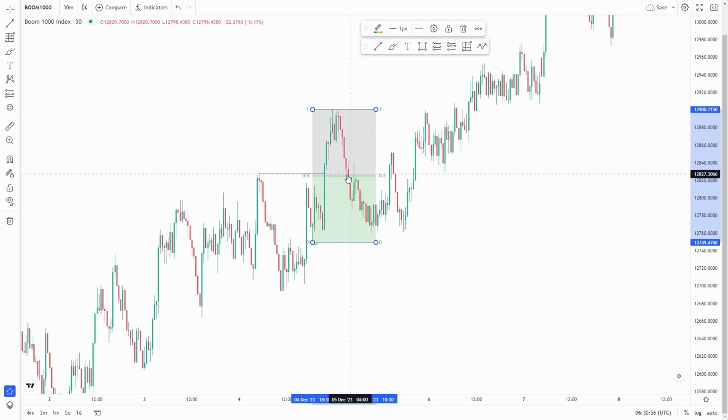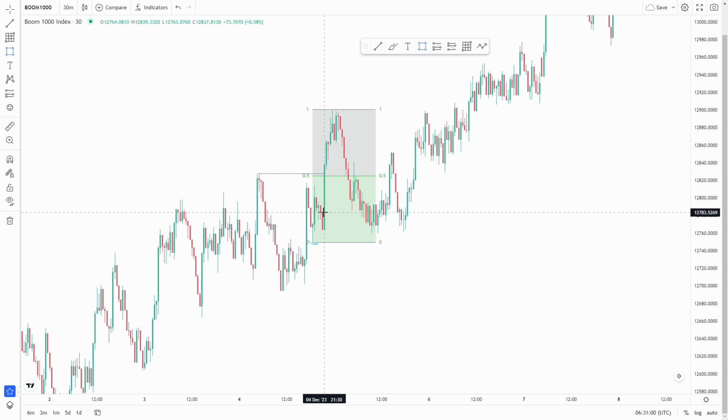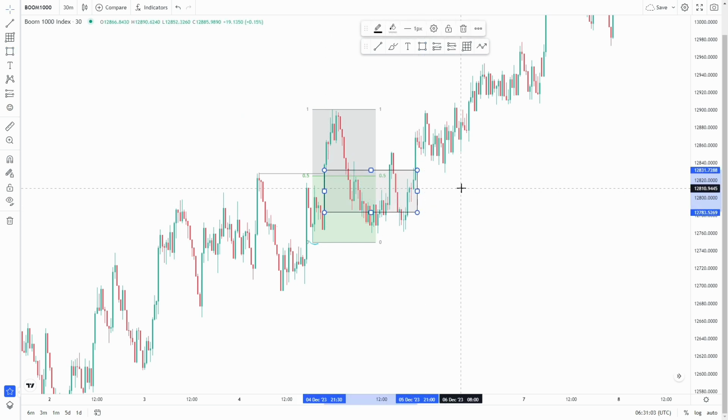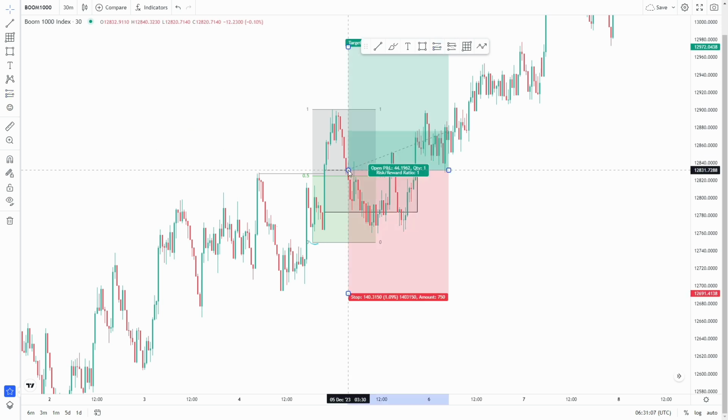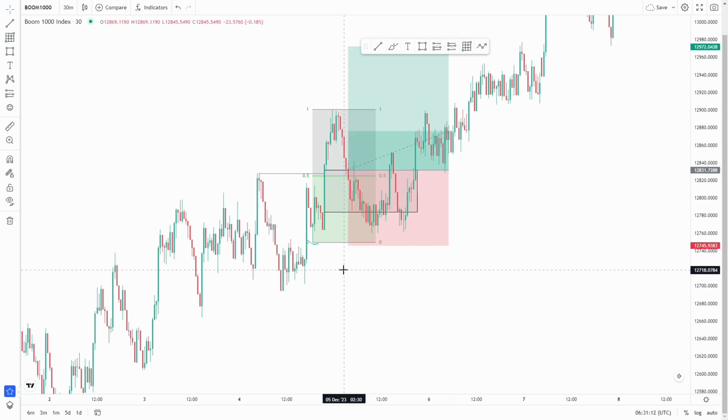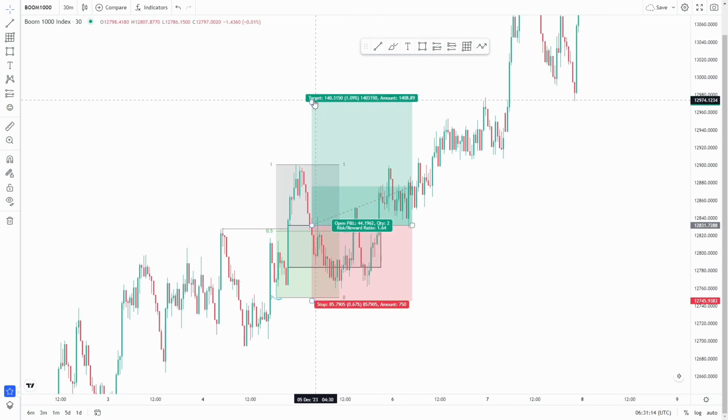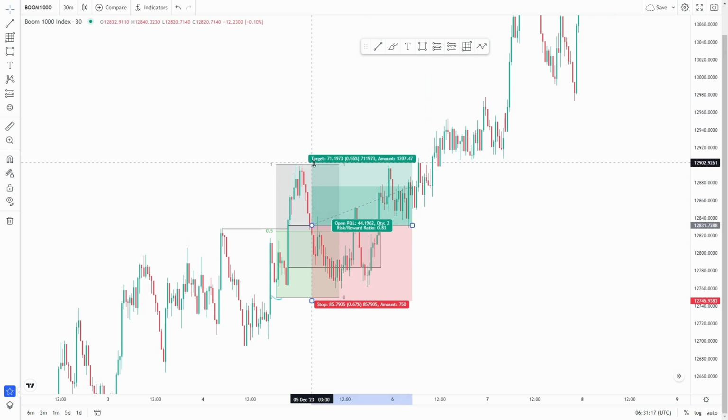Price came down, tapped into our 50%. Where's our closest fair value gap? It's going to be this one there. Price is playing around. Remember, if you enter here, stop loss below the most recent valid low. This is not a really good risk to reward trade, but it's still a winner, so it's more like a 0.8. It's not a great risk to reward, but it's a winning trade.